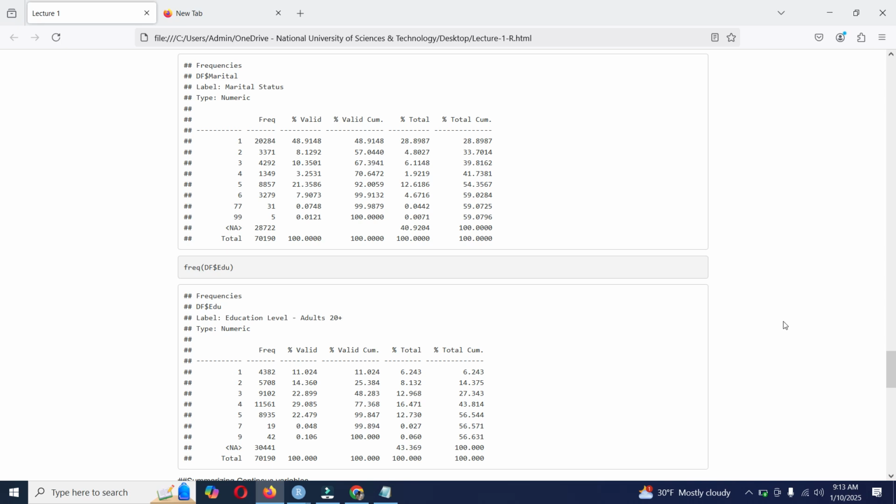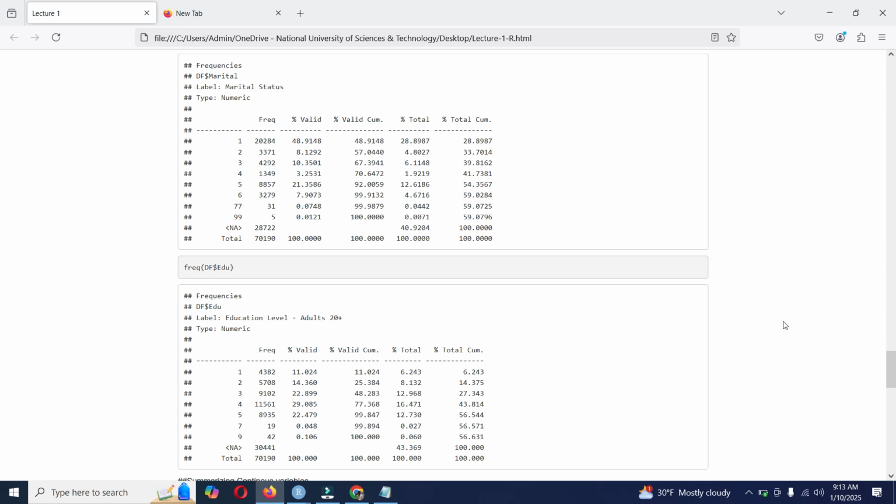This is Shakil Ahmed. In this tutorial, we will learn how to recode a variable, how you can label the values of a variable, and how we can replace missing values with certain values.